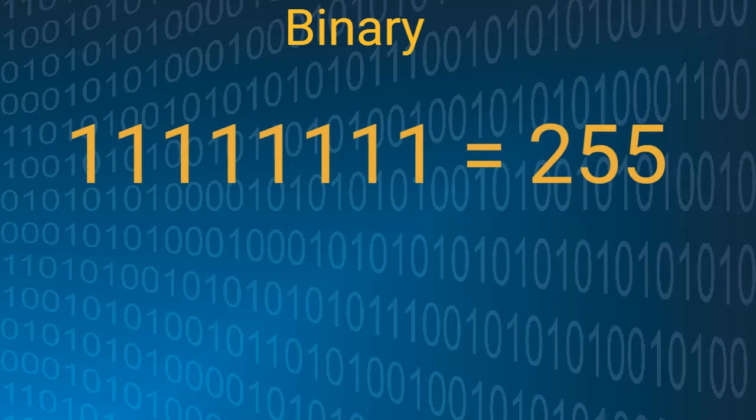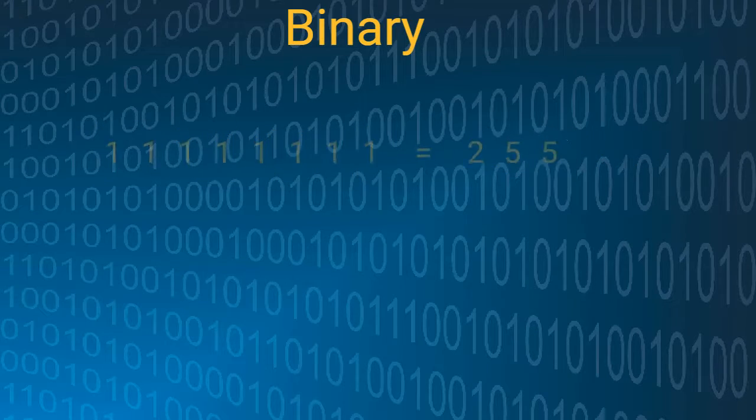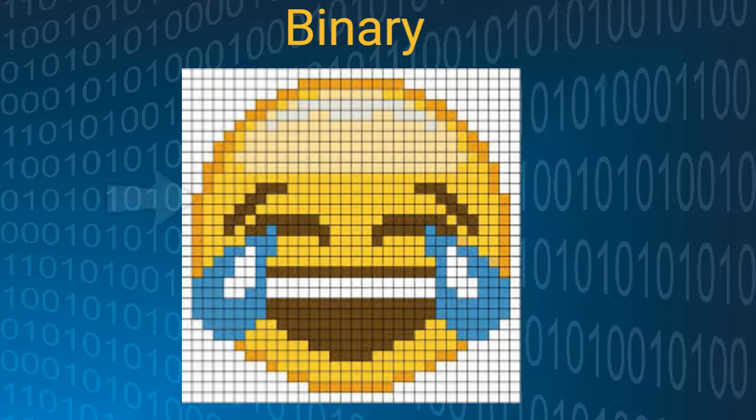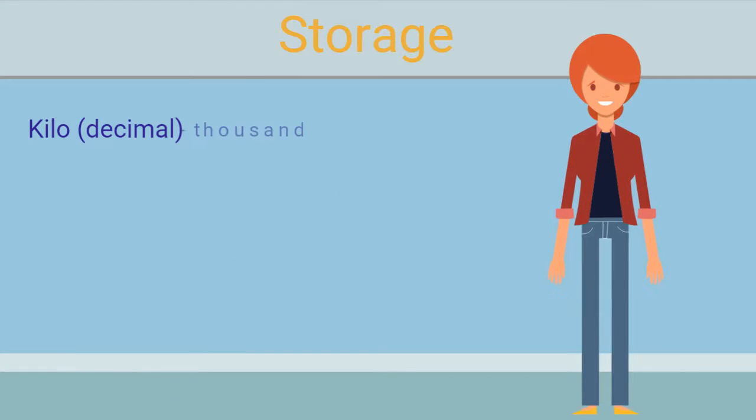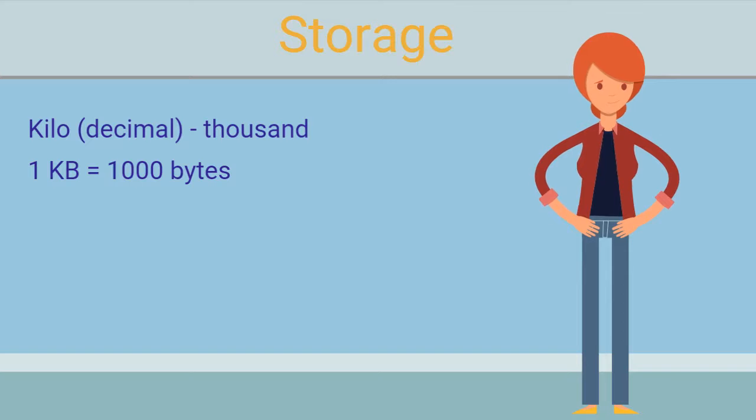The largest number that a single byte can store is 255. Binary is also used to store pictures by storing the location and color of individual pixels as numbers. Kilo is a decimal prefix that means 1,000. Therefore, 1 kilobyte is 1,000 bytes.